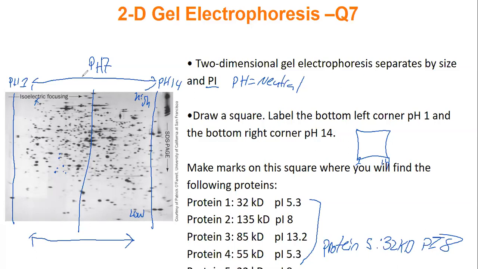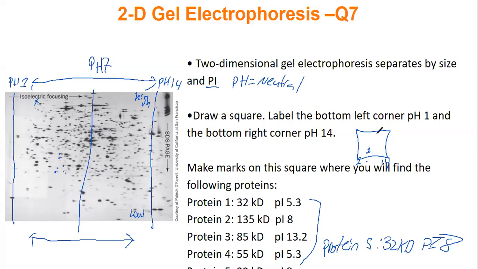All right, let's try to make sense of this. Let's just start with protein 1. Protein 1 has a pI of 5.3. So it will stop at a pH of 5.3, which is, I don't know, like right here, maybe. And it's 32 kilodaltons. So it's a small protein, so it will travel far down the gel. So it's roughly there. Protein 2 has a pI of 8, so it'll be farther to the right.